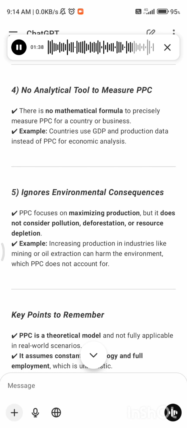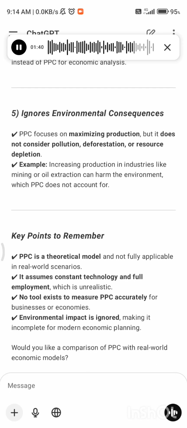Key points to remember. PPC is a theoretical model and not fully applicable in real-world scenarios. It assumes constant technology and full employment, which is unrealistic. No tool exists to measure PPC accurately for businesses or economies. Environmental impact is ignored, making it incomplete for modern economic planning.